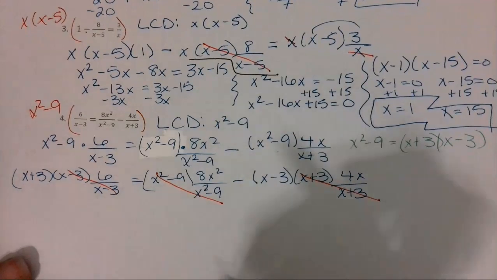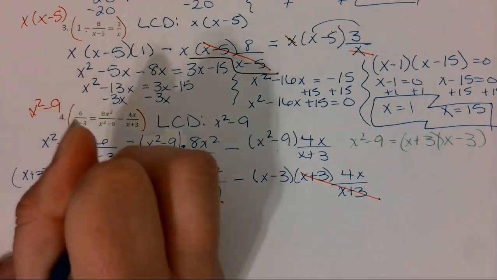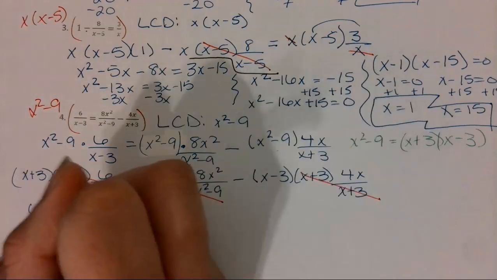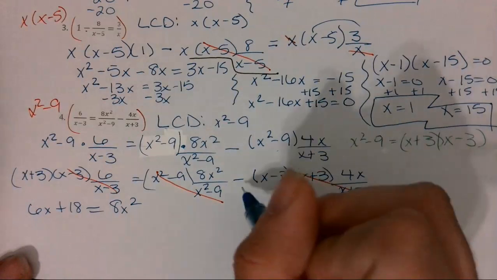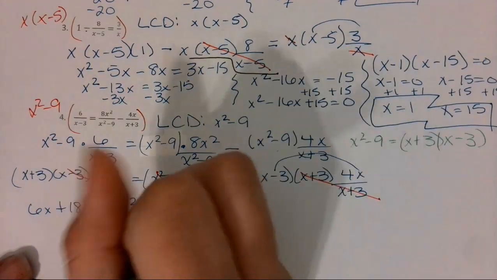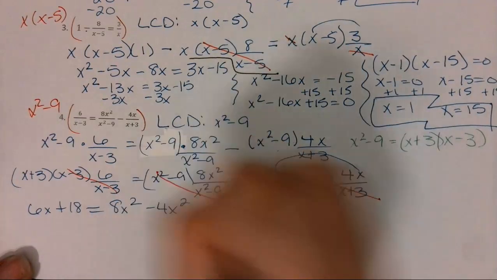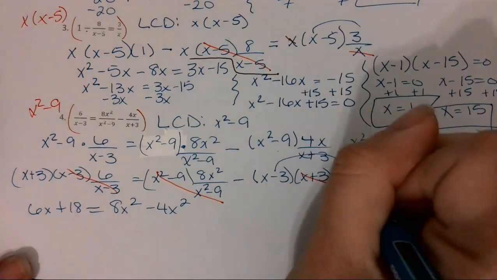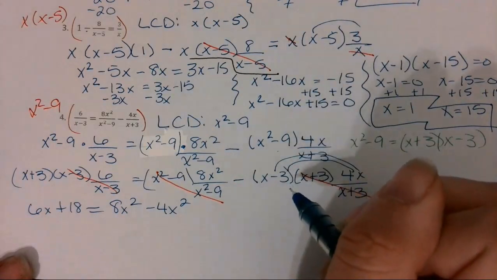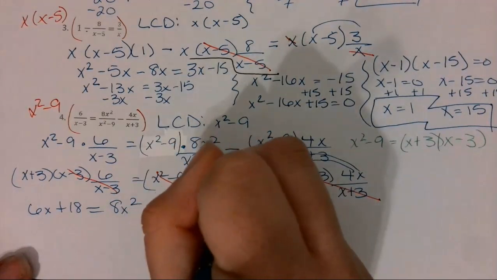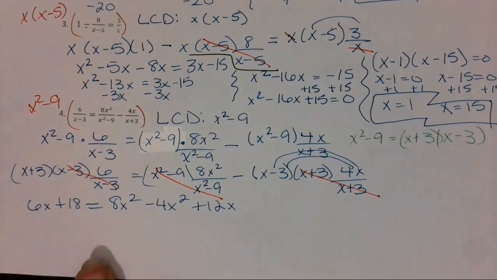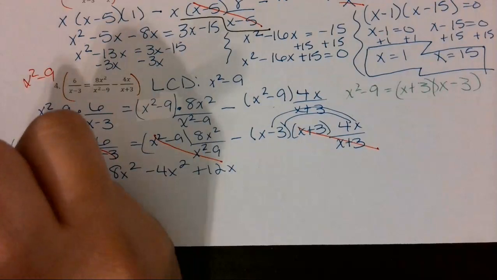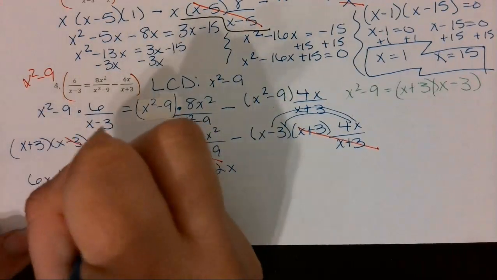Then I want to distribute what I have left. So I have 6x. 3 times 6 is 18. That one is just 8x squared. Over here, I'm going to have negative 4x squared because of the negative, the x, and the 4. Then over here, I'm going to have negative 3, which is positive 3, times 4x, which is 12x, and it's positive. I want to combine like terms first. So 8x squared minus 4x squared is 4x squared.